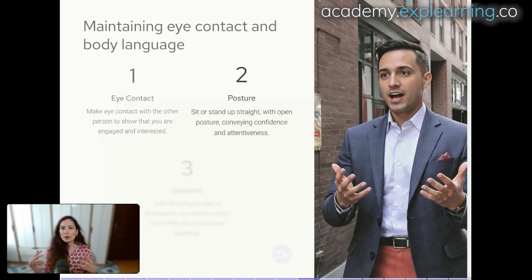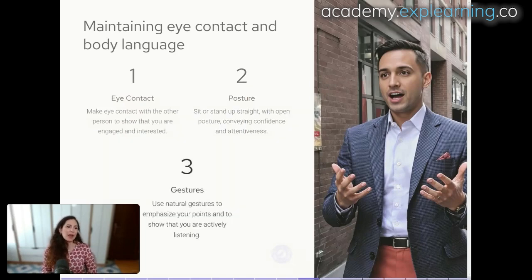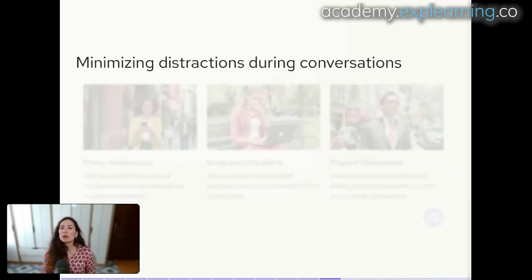Thinking about your posture when you're sitting, when you're standing, showing confidence, attentiveness, being assertive, and then gestures. Be as natural as you can be with them, but definitely use them because it helps punctuate what you're saying. And it shows that you're actively engaged and listening in your conversations. Again, something that maybe you'll feel like you need to work on.